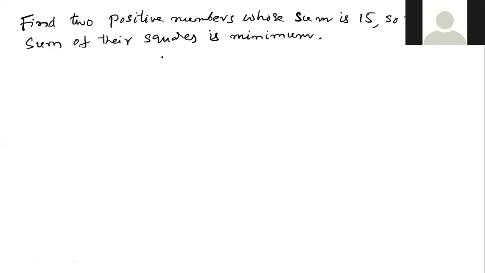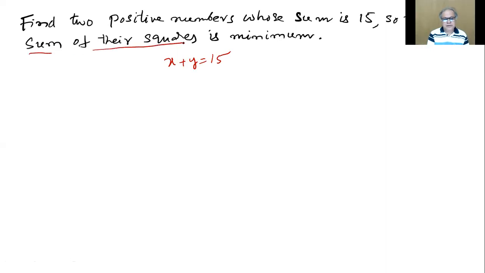Sir, so x plus y is 15. x plus y is 15. Right, we'll cut down on writing. Then, so that the sum of their squares, we can call it S, for example. Sum of their squares.